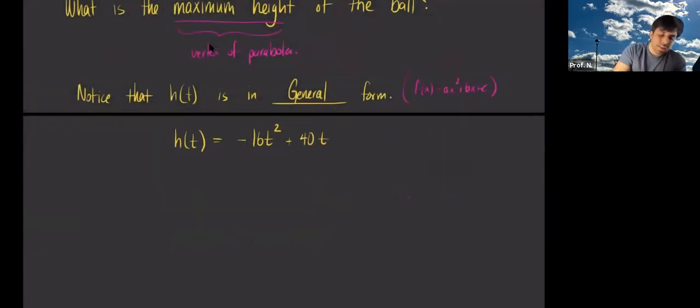Okay, so based upon that, then what do I know? I know what A is, I know what B is, and I know what C is, right? What's my A value? My A value will be negative 16. What's my B value? 40. And what's my C value? 0. So that's a lot of information right there. This is A and this is B. Okay, so I noticed that h of t is in general form. I noticed that I can break h of t down and get the A, the B, and the C value.